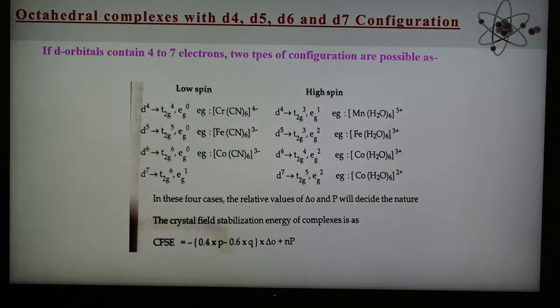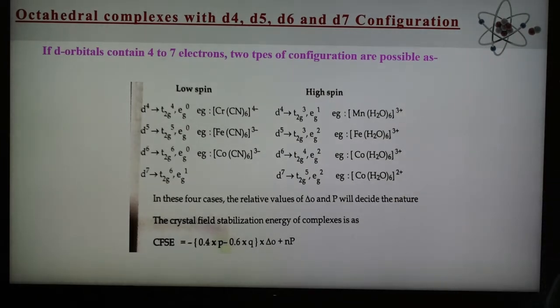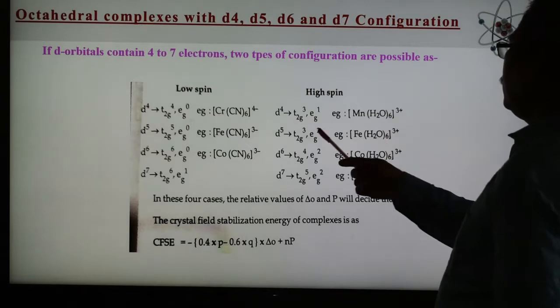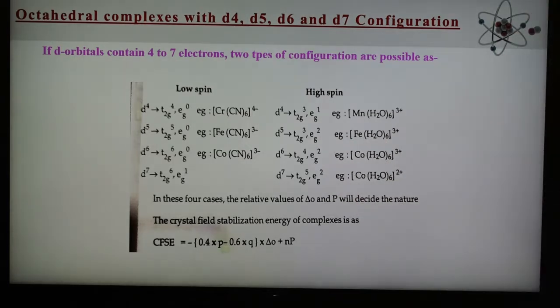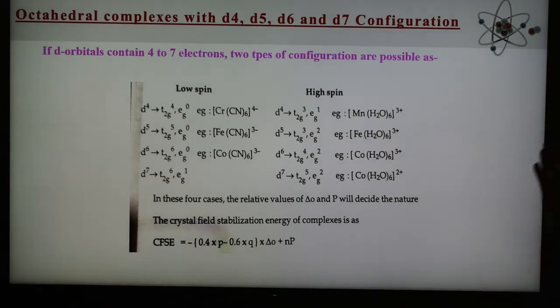So in case of high spin, electrons go one by one into all the 5 orbitals, and then pairing will take place. Examples are shown here for d4, d5, d6 high spin complexes. All these are the examples, and all these complexes are high spin complexes.